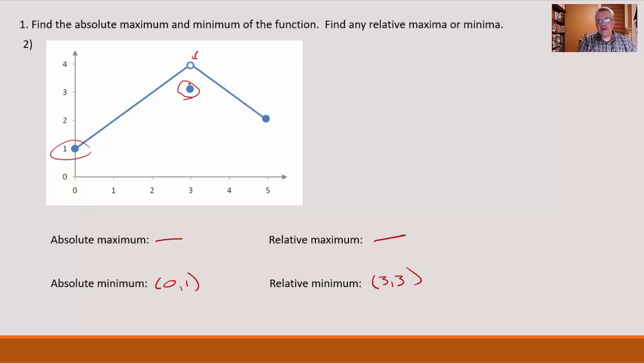So the function doesn't have to be continuous. It just has to be defined on both sides. It is defined for values surrounding 3. The function exists on both sides of 3. It's just not continuous there, and that is a relative minimum.